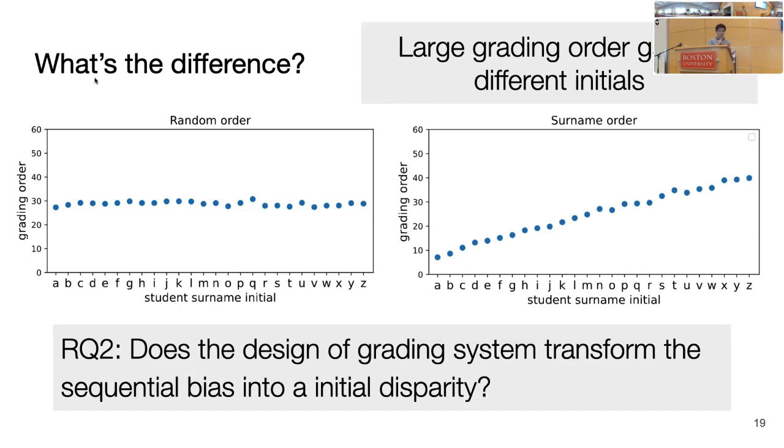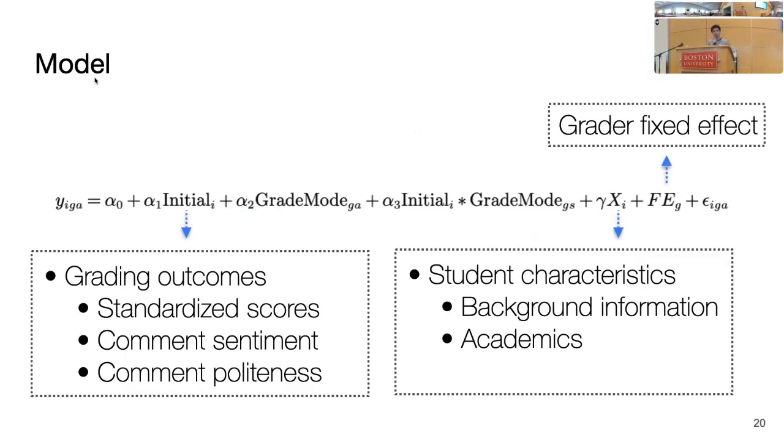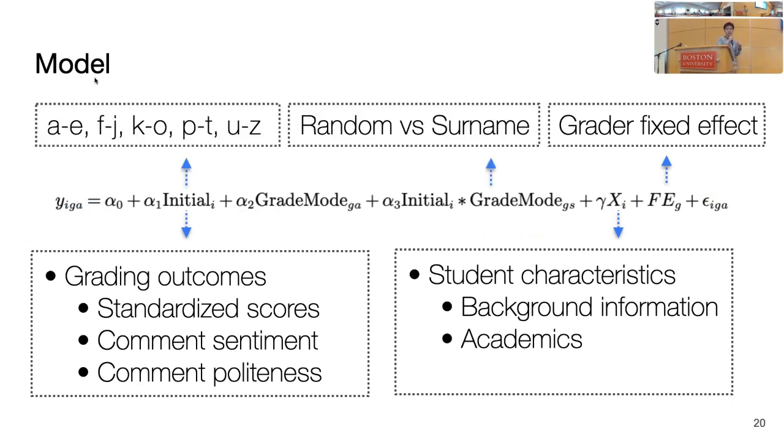Our follow-up research question is, does the design of the grading system transform the sequential bias into an initial disparity? We use a similar fixed effect model trying to predict the grading outcomes such as scores, comment sentiment, and comment bluntness, and we control for a long list of student characteristics, as well as the course characteristics and the grader fixed effect. The main variable we care about here is the interaction between the grading mode and the student initials. Here we're trying to predict a list of grading outcomes.